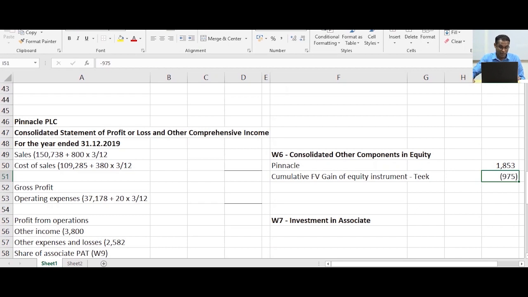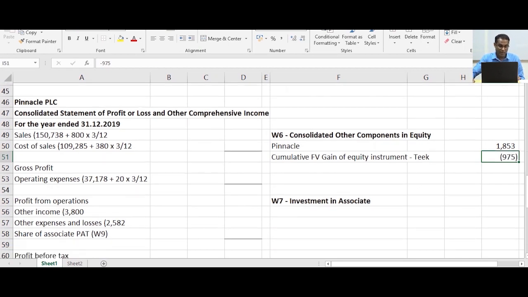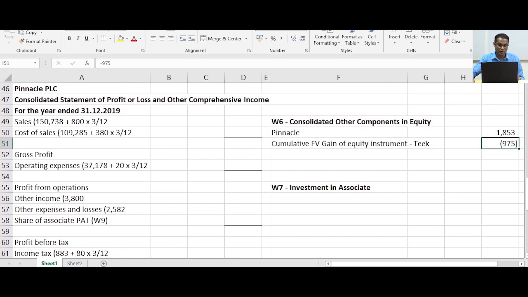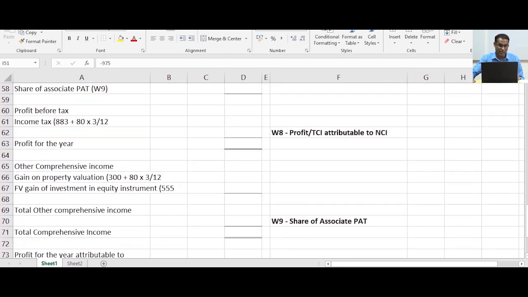Then when you were preparing the consolidated profit or loss and other comprehensive income, there also you looked at this figure, fair value gain of investment in the equity instrument, that is in TEEC, 555. That means out of this total cumulative gain of 975, the current year gain is how much? 555, because as per the question, TEEC was acquired by Pinnacle on 31st December 2017, two years before.